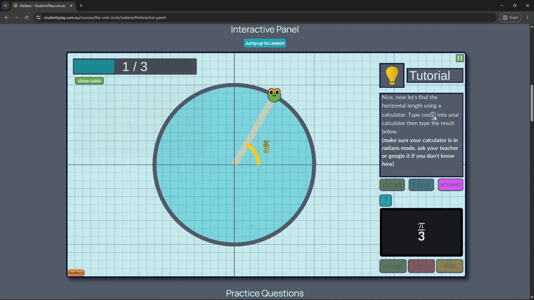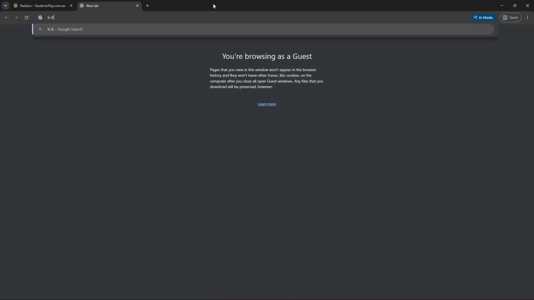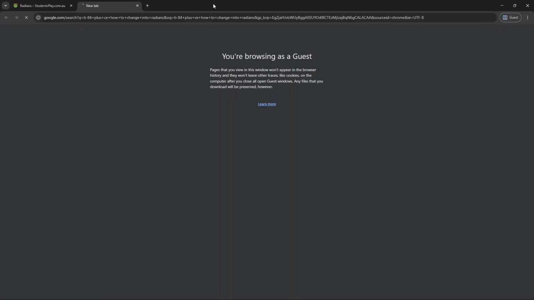Type cos and then pi on 3 into your calculator, then type the result below. Now, very important, make sure your calculator is in radians mode. Ask your teacher or Google it if you don't know how. For example, the model of my calculator is TI-84 Plus CE. It says it on the top of your calculator somewhere. So I can go onto Google and look up TI-84 Plus CE, and then look up radians mode or how to change into radians.